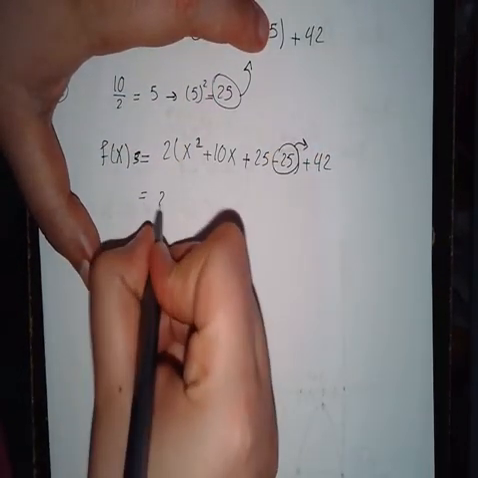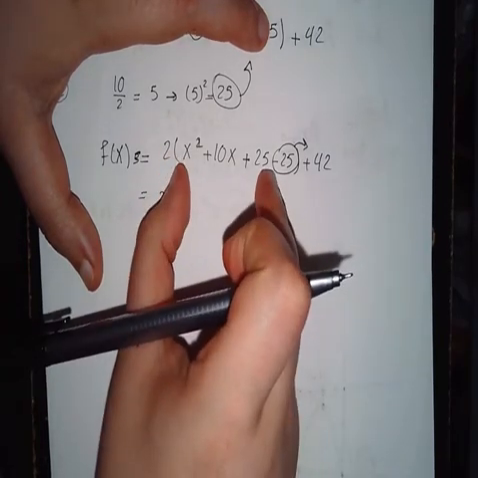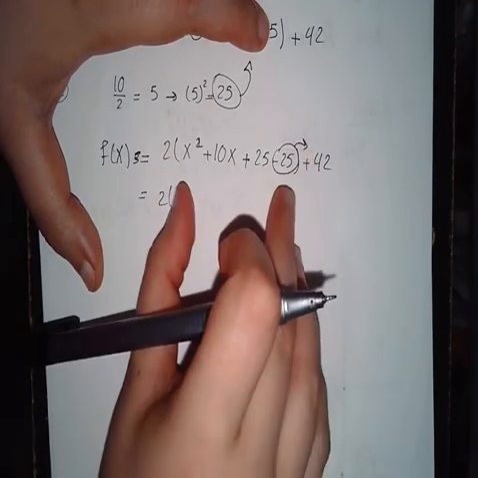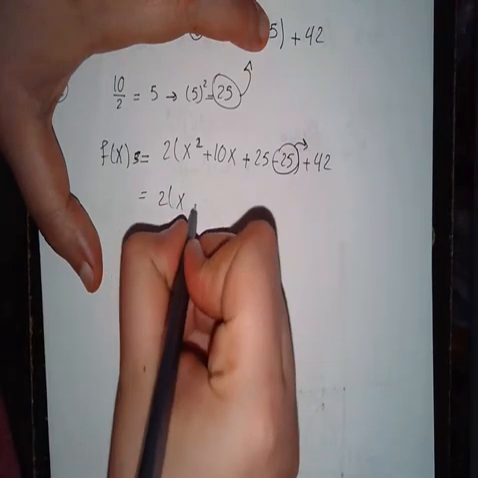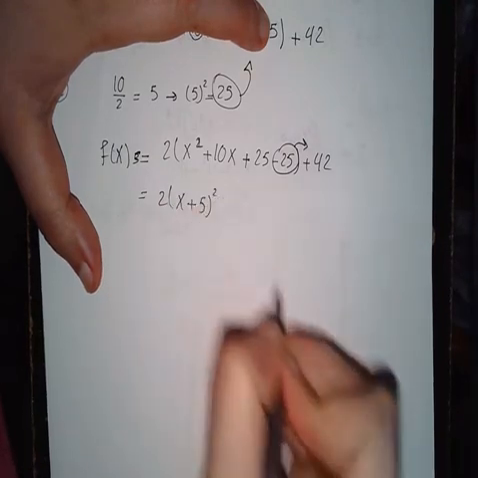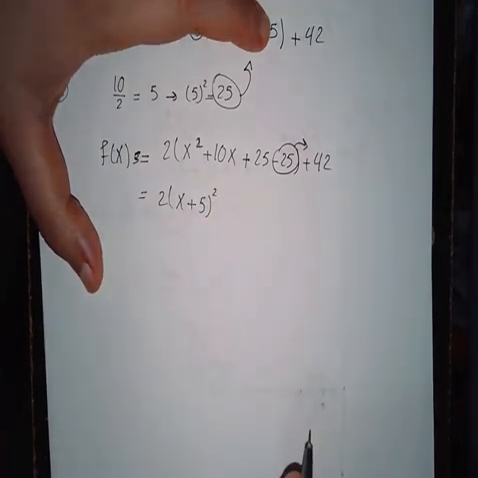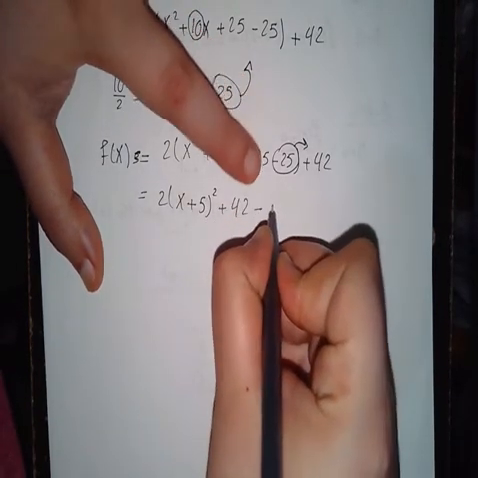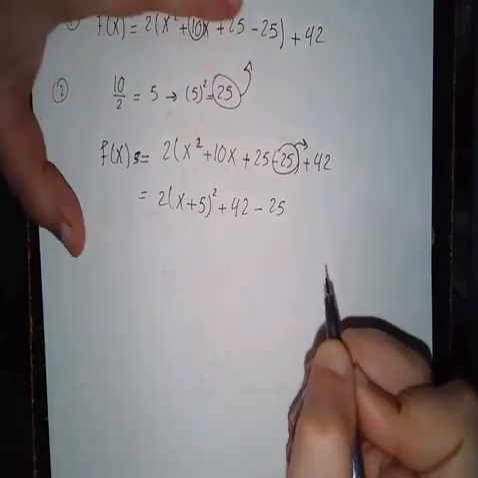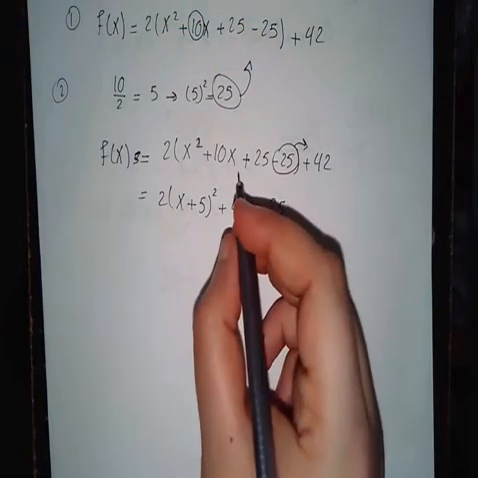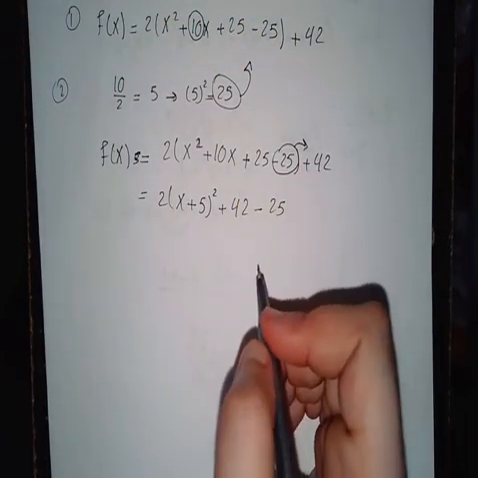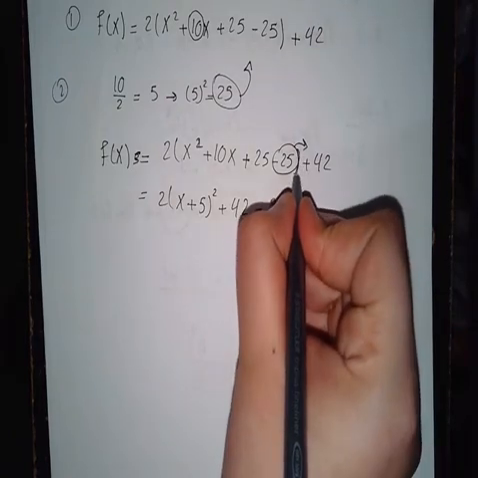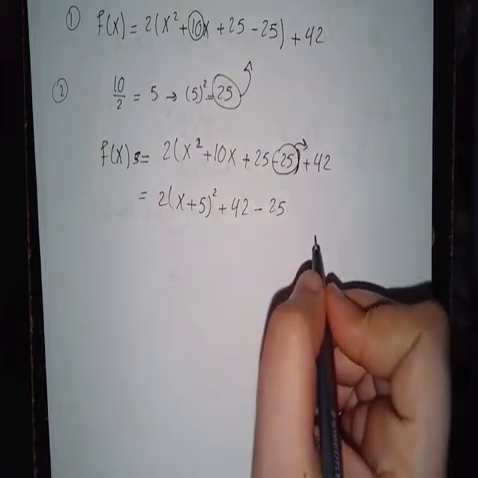So, the 2 remains the same. All of this, without this 25, all of this is actually what? X plus 5 squared. Yes? And then you have the plus 42 and the minus 25. Does this look right? I mean, I grabbed the 25, moved it outside, and that's it. Does that look right? Well, there's something wrong with it.